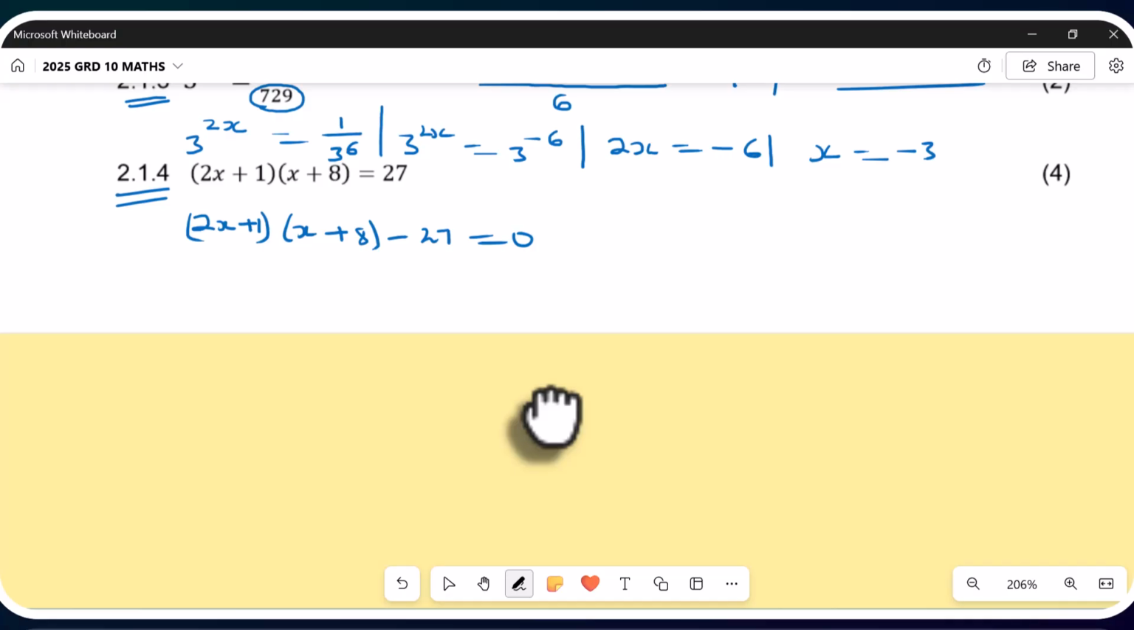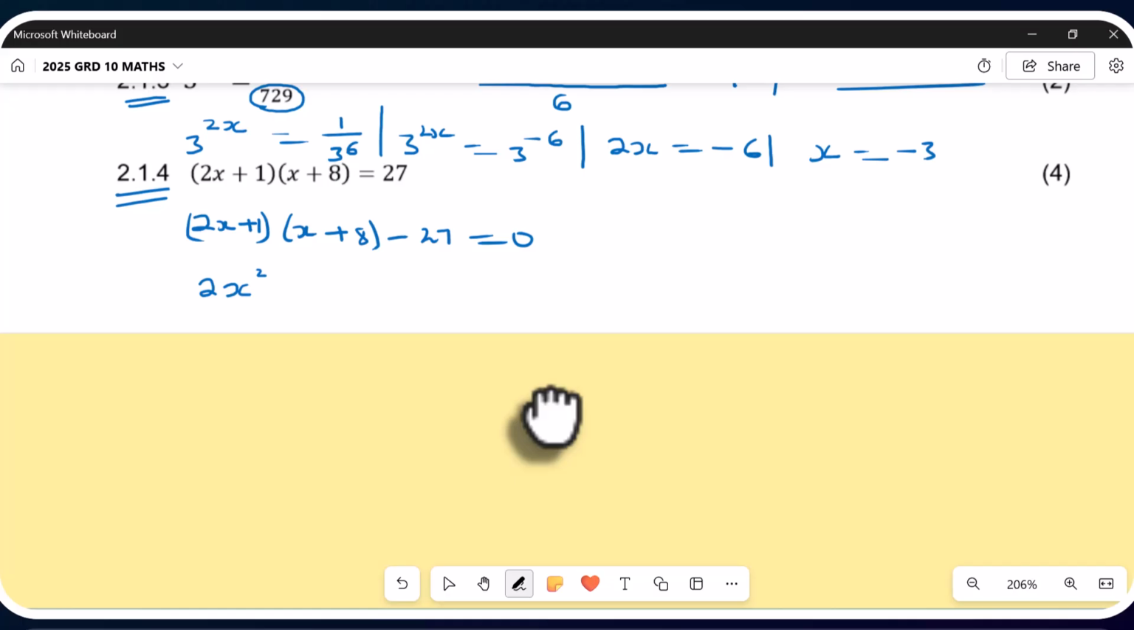So there comes the common now, which is 2x plus 19. Then we are left with x minus 1, right? You're going to multiply 2x plus 19 by x minus 1, equals to 0. So either 2x plus 19 equals 0, or x minus 1 equals 0.